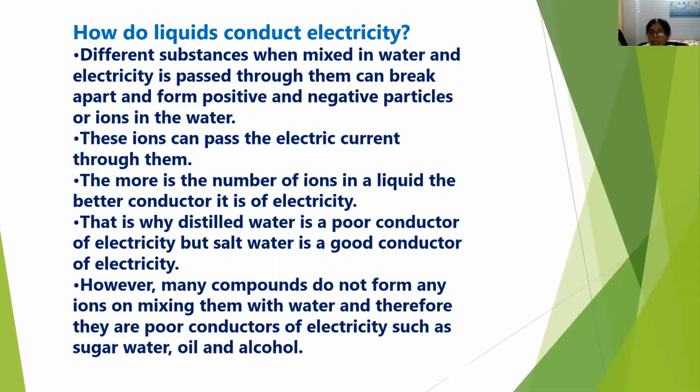However, many compounds do not form any ions. Therefore, they are poor conductors of electricity, such as sugar mixed in water, that is sugar solution, oil and alcohol. They are all poor conductors of electricity because they do not form any ions. That is why they are poor conductors of electricity.